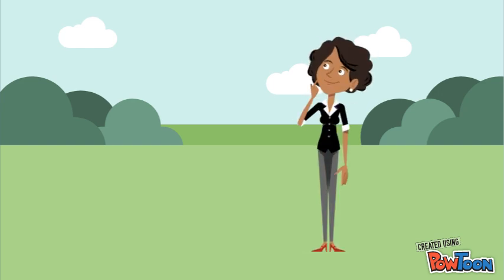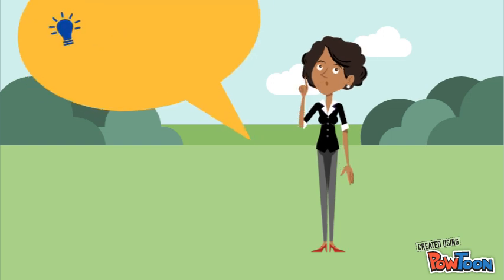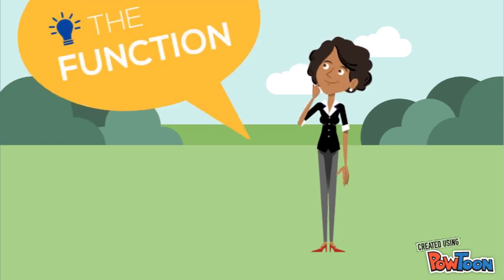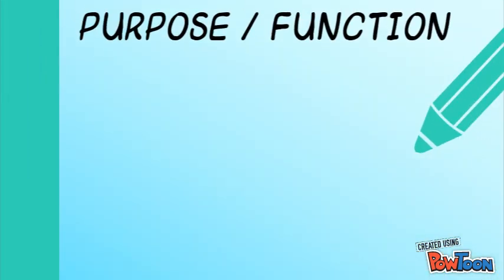Did we miss something in this part? Because I feel that we're missing something very crucial. What is it? Of course, the function of narrative text. Since each type of text has their own purpose or function, narrative text also has one too.